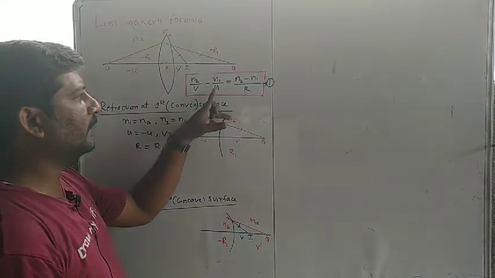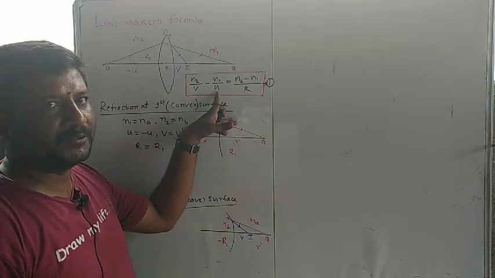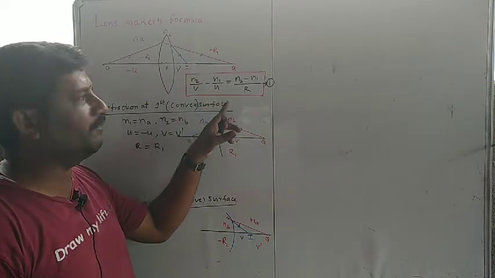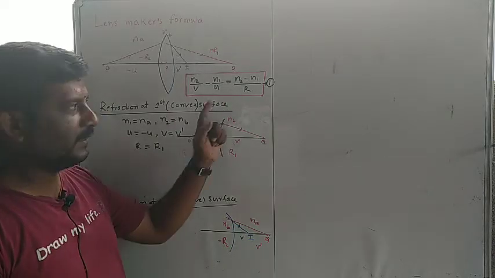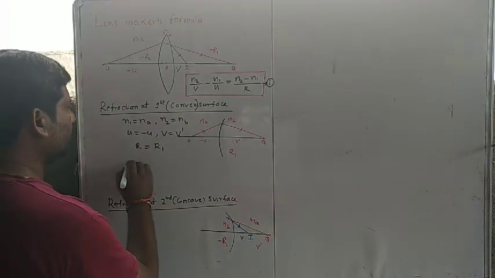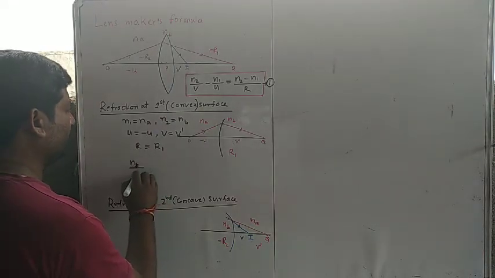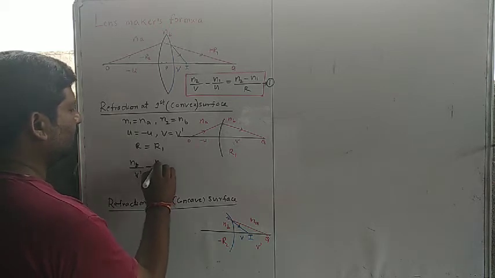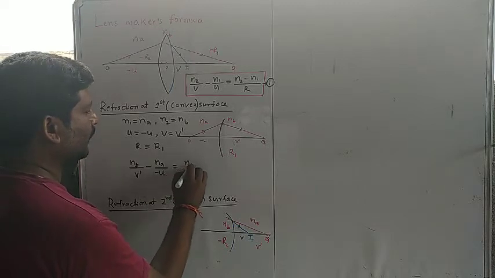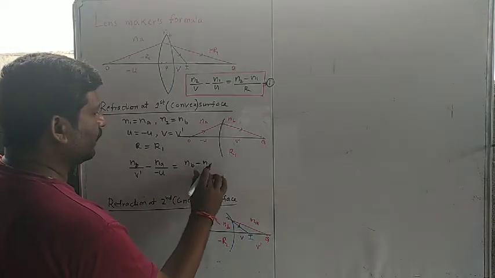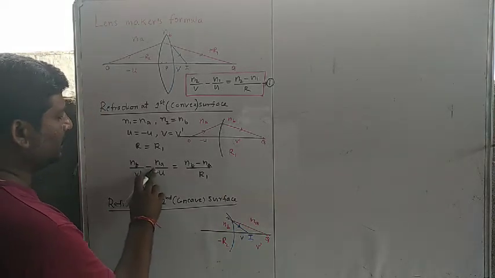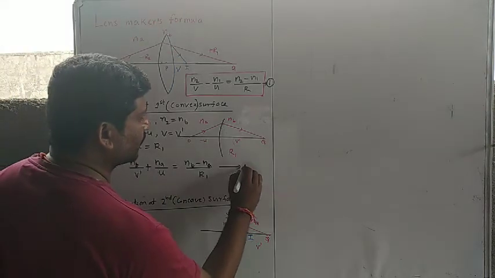Substitute all these values in curved surface formula, that is N2 by V minus N1 by U equals to N2 minus N1 by R, equation 1. So substitute all these values in equation 1. Then we get NB by V dash minus NA by minus U is equals to NB minus NA by R1. Minus by minus we get plus. Consider it is equation number 2.